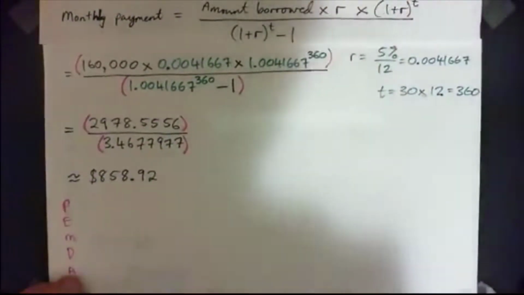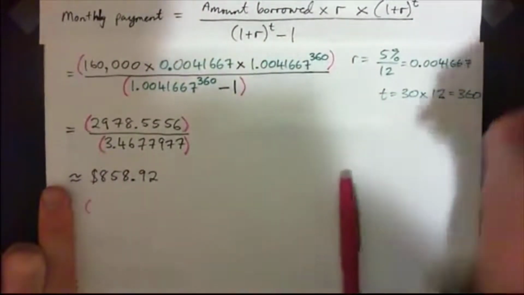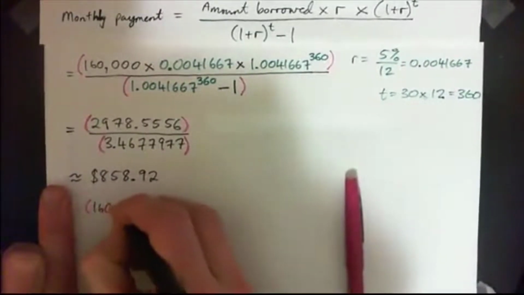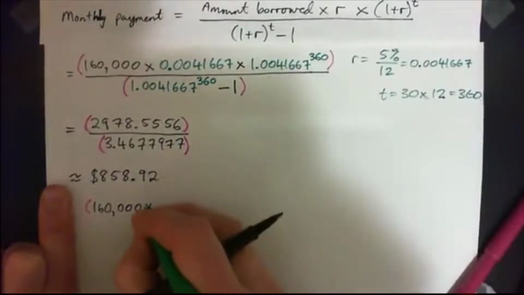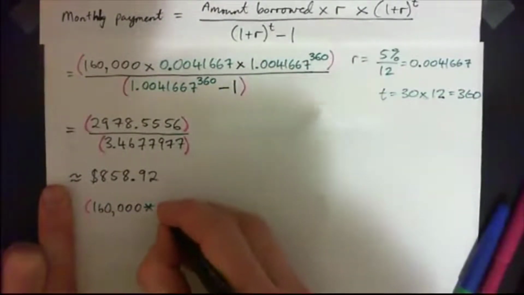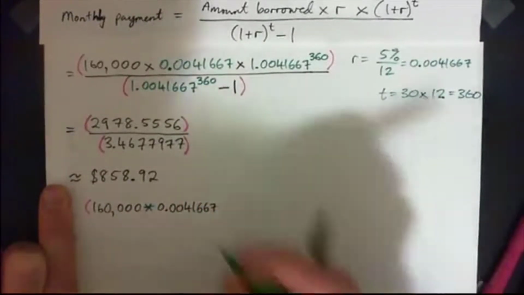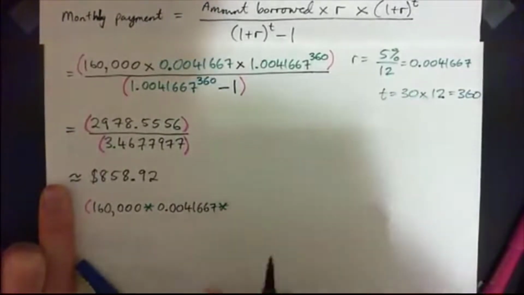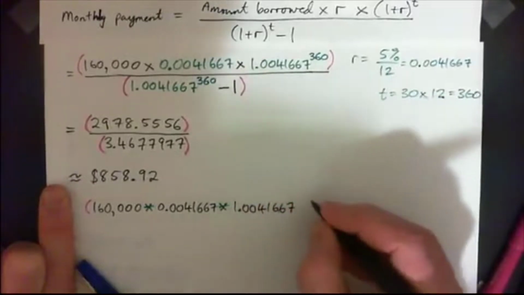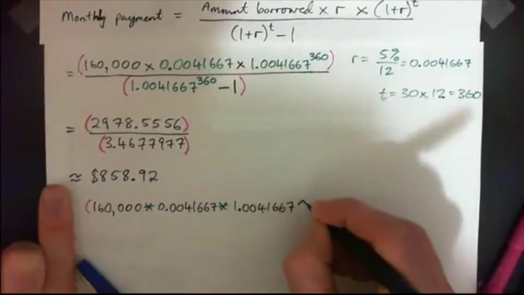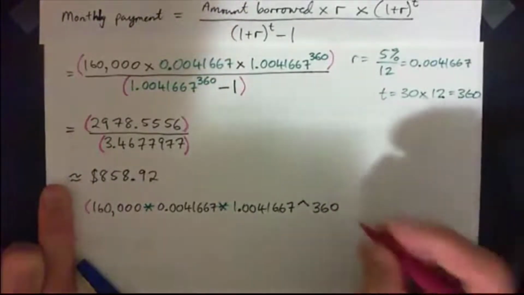So if I write it out, I'll have parenthesis, 160,000 times 0.0041667, and then a times 1.0041667 to the power of 360, right? And then a parenthesis around that.